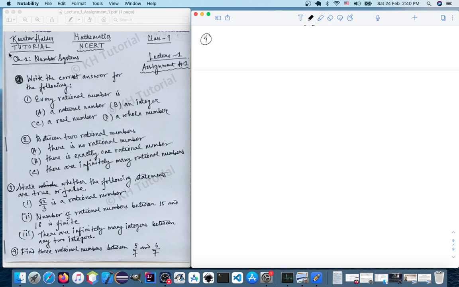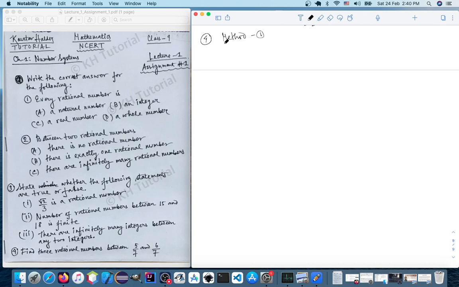So, since in question number 4 we are asked to find 3 rational numbers, it will not take that much time if we use method 1 also. So I will solve this problem using both methods. So, method 1.